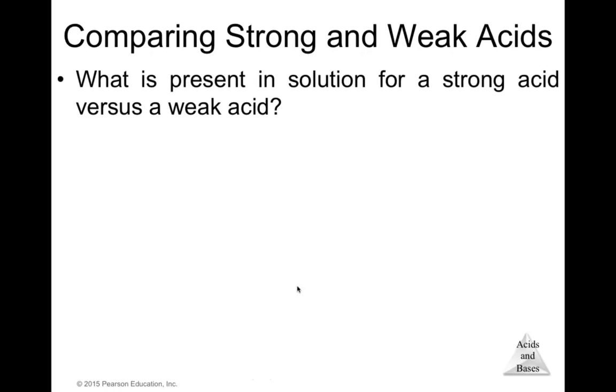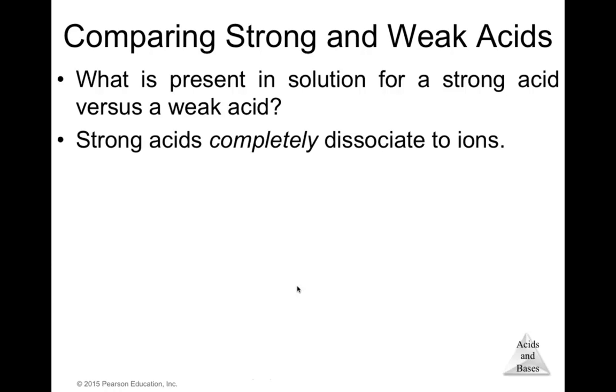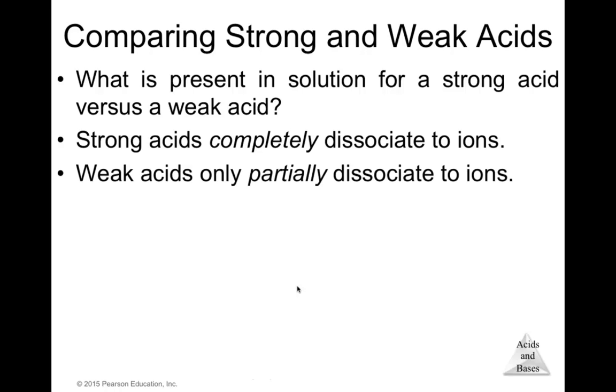Comparing strong and weak acids: what is present in solution for a strong acid versus a weak acid? As I mentioned before, strong acids completely dissociate to ions, so you're going to have just the products in that beaker when you add the acid to the water. A weak acid only partially dissociates to ions. That means that in that beaker, you're going to have all four species: the two reactants and the two products, if you have two and two.